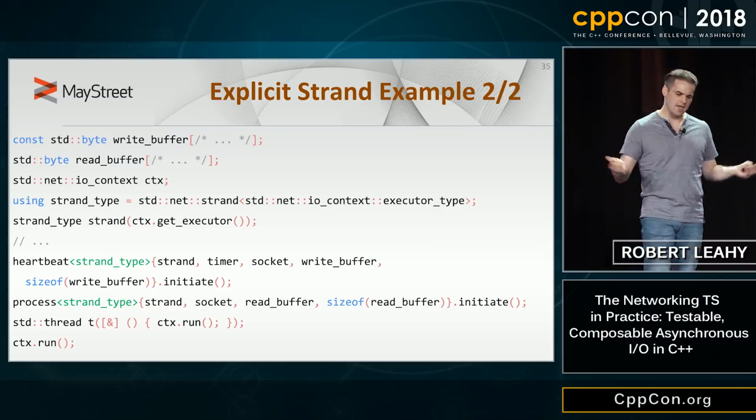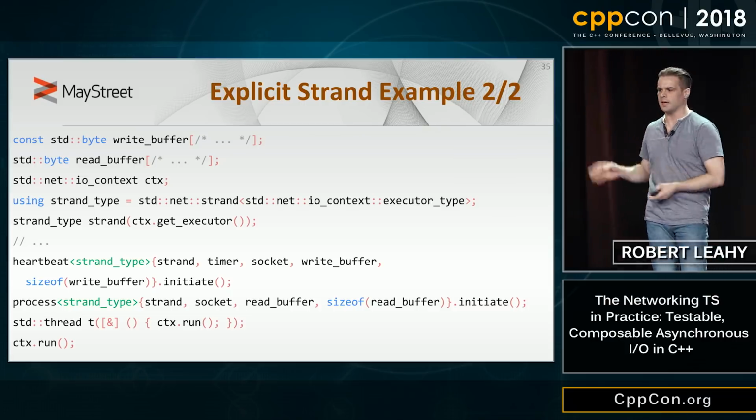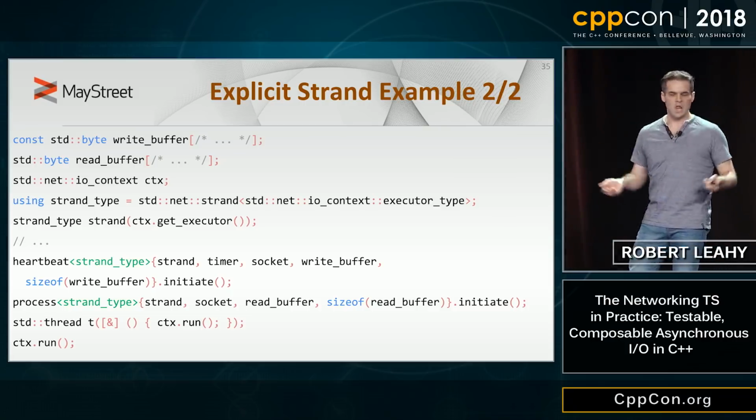Which raises the question, why do we have parallelism in this example at all if we're just throwing it away? Well, imagine that we have 1,000 clients.